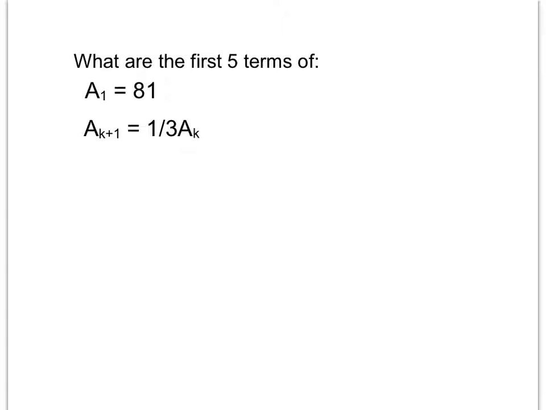Okay, let's do a geometric sequence defined recursively. Again, in a recursive sequence, we always start with our first term. Our first term is 81. Our second term is going to equal our first term times 1/3, which equals, I wrote 18, silly me, that should be, let me cross it out, 81 times 1/3 is 27.